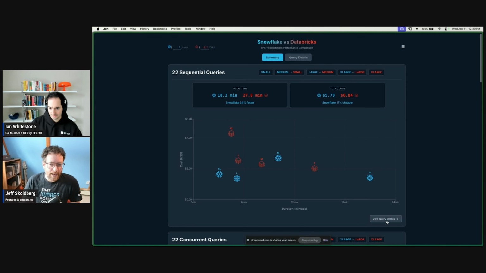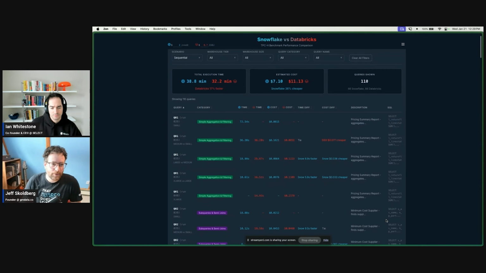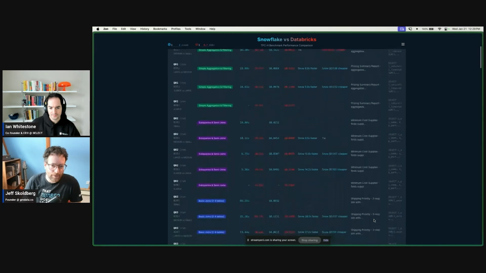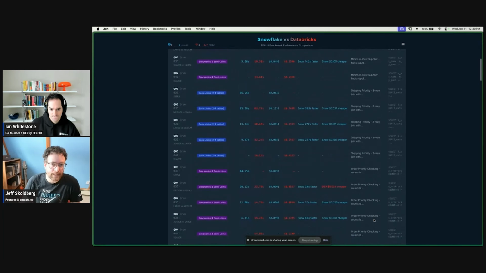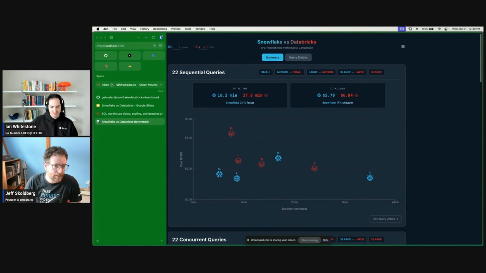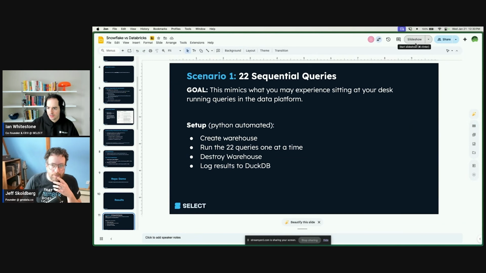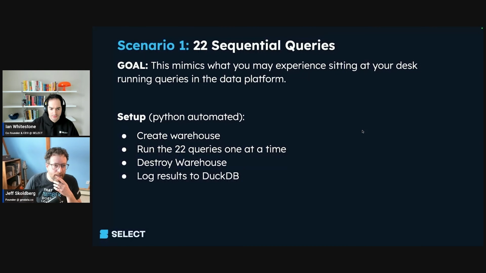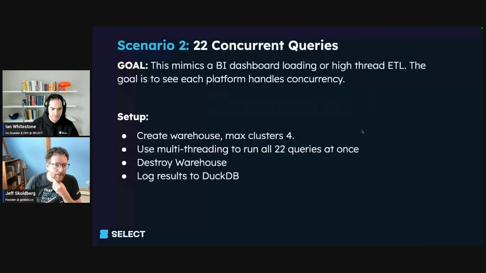Cool. Just to point out before we move on and cover the next scenario, you can click this view query details where you could see all of the queries that ran and the comparisons and stuff like that. We're not going to go to this level today, but if you're running this app for yourself, you are more than welcome to go into that level. Cool. So let's go back into slideshow mode and let's talk about scenario 2.